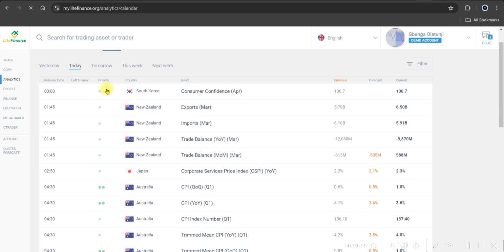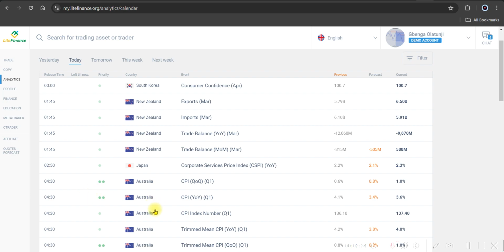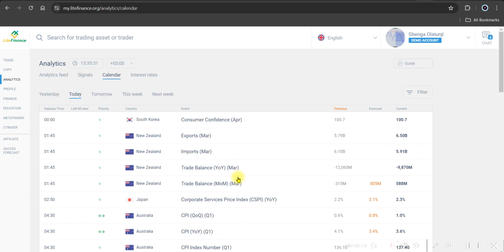What this priority is telling us is that one dot means news with low impact. If it is two dots, the news is a medium impact news. And if it is three dots, it is a high impact news. Mostly we only look at those high impact news because they are the ones that move the market the most during the release. During the release of those with one priority and two priority, you hardly notice any movement.